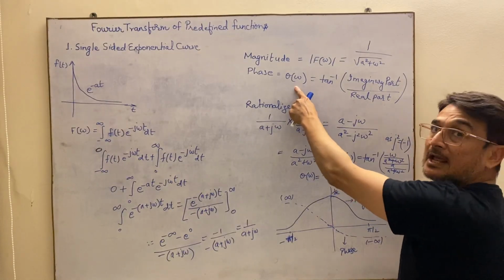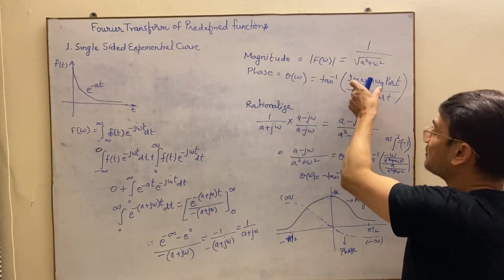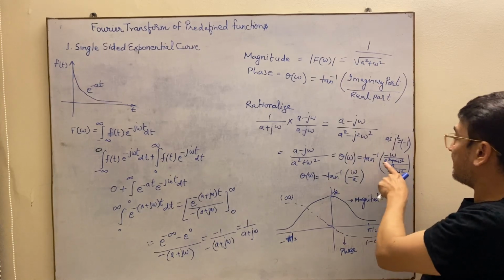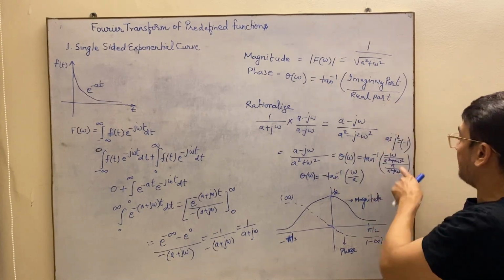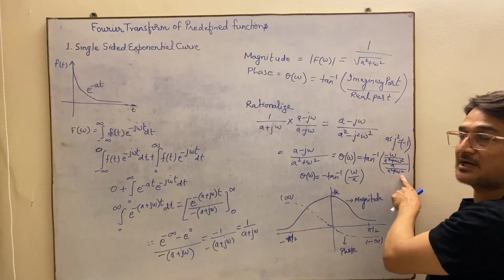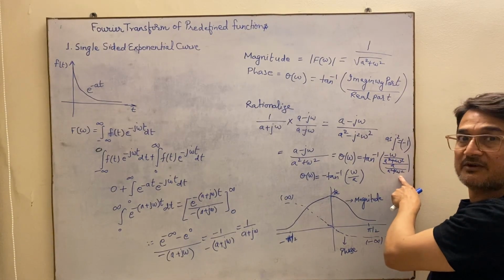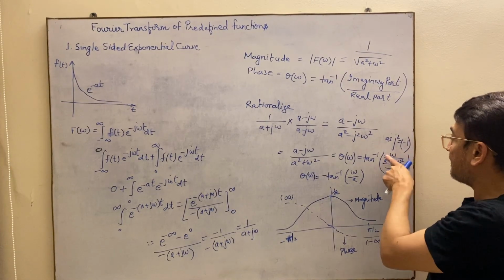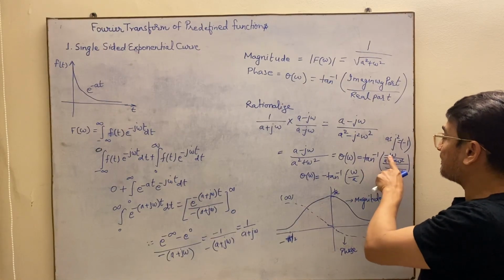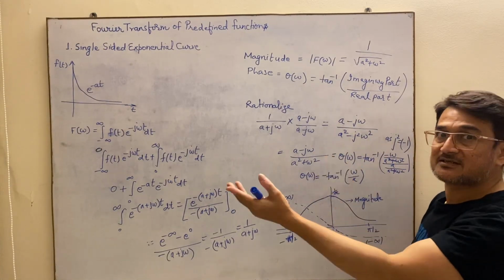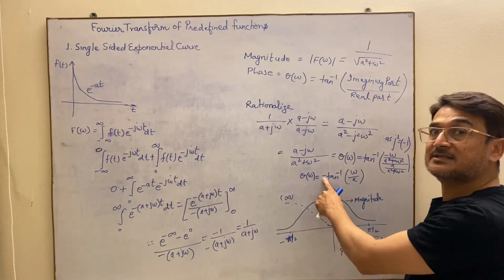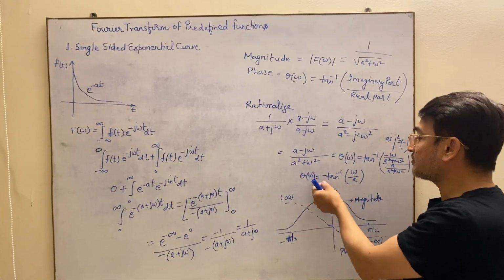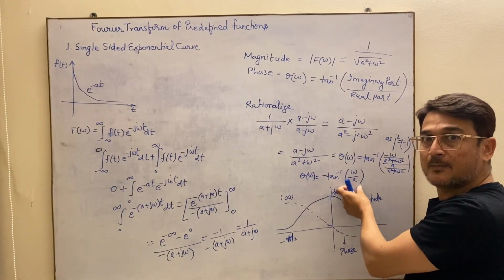So this way we can calculate that theta, which is tan inverse of imaginary part upon real part. Imaginary part is minus omega upon a square plus omega square, and real part is a upon a square plus omega square. This a square plus omega square will get cancelled, and you will get minus of omega by a. This minus tan minus theta is minus tan theta. So this minus sign can be written in front of this tan. So it will become minus of tan inverse omega by a.